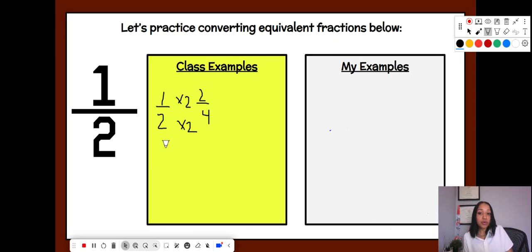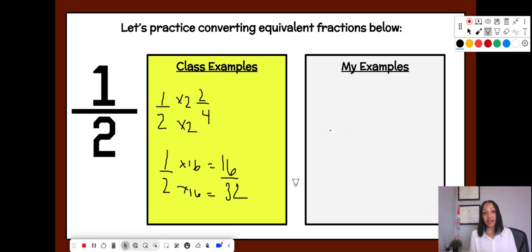Now the same thing can be true even with larger numbers. So I can do 1/2, and I can multiply by 16 if I wanted to. 1 times 16 for my numerator, and I would get 16. And I can do 2 times 16, and I would get 32. Again, that would be an equivalent fraction to 1/2. So go ahead and pause the video and try to come up with your own examples.